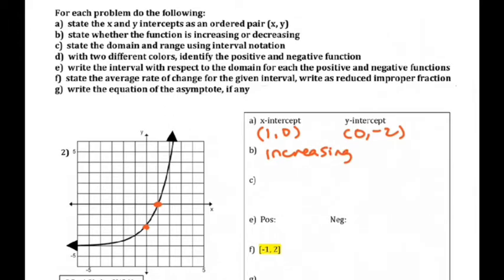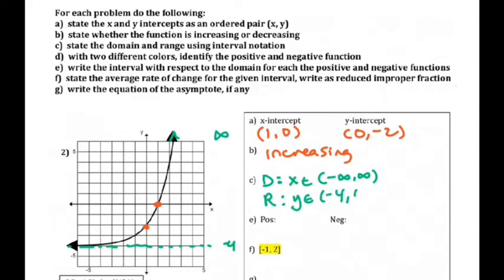C, the domain and range. So the domain, this is an exponential function. I can tell that because of the way it looks. So I'm going to say x goes from negative infinity to infinity. Now the range is something different. I have to look at this and say, okay, here's an asymptote right there, and that's at -4, and it's going to go up high to infinity. So my range is y is an element of, because remember range is y, (-4, infinity). It's not inclusive on the 4. You're not going to put a square bracket there because it doesn't touch the 4. It just gets really close.